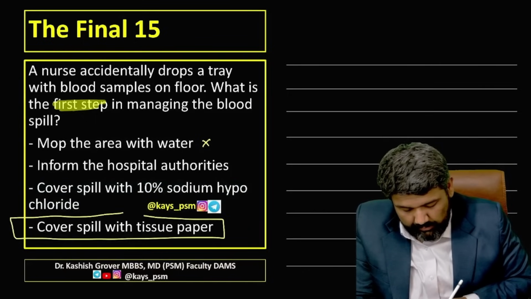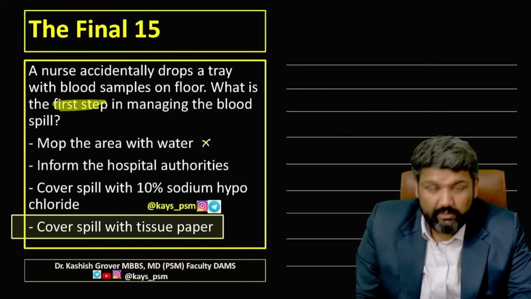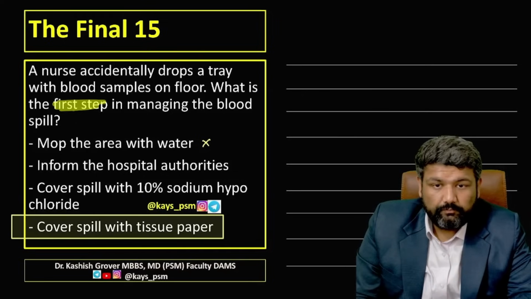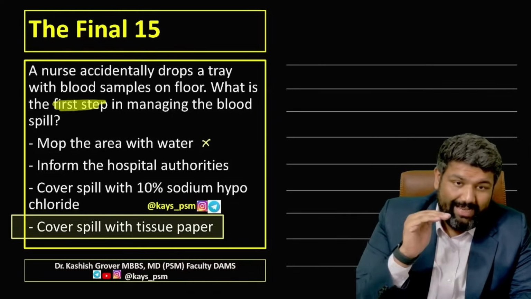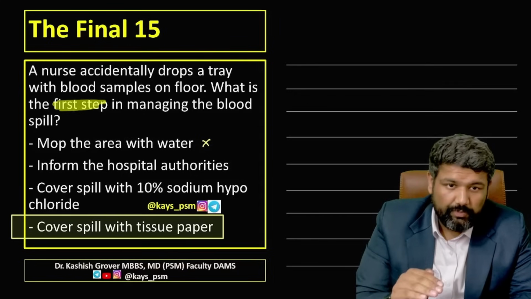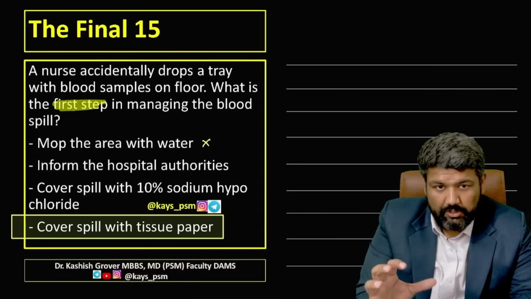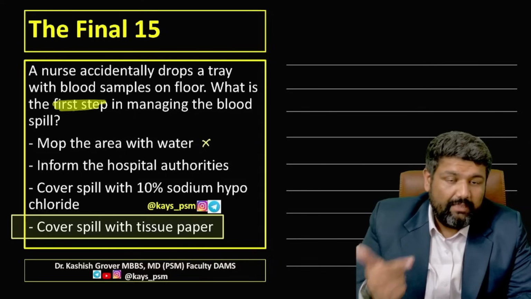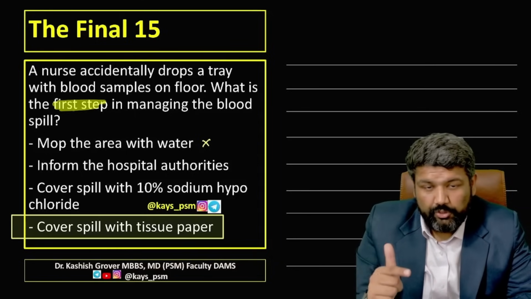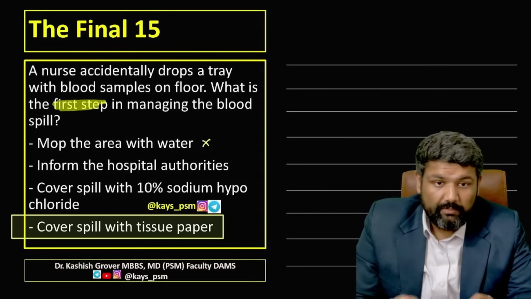Cover spill with tissue paper. This is the first step. Always you soak the extra blood. If you don't have tissue paper, you use the newspaper. Then that newspaper, soaked tissue paper, should be discarded in yellow bin. After that, you should use sodium hypochlorite.